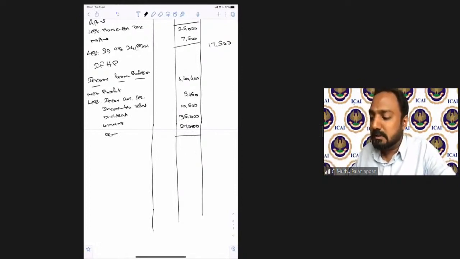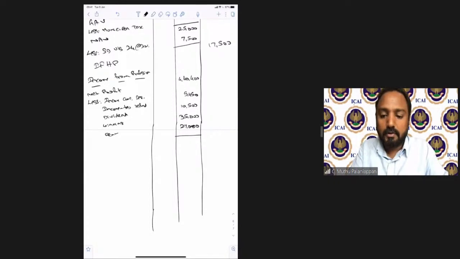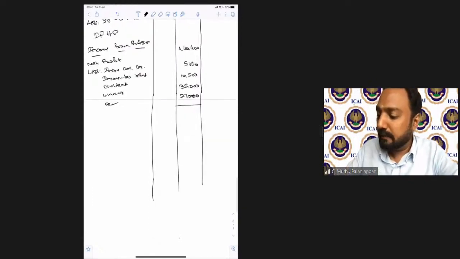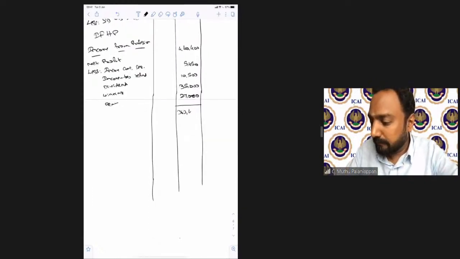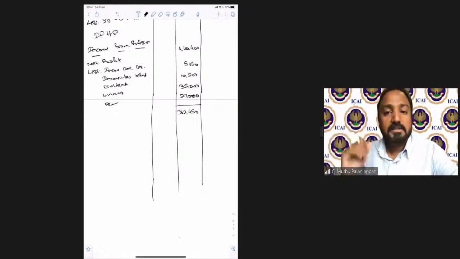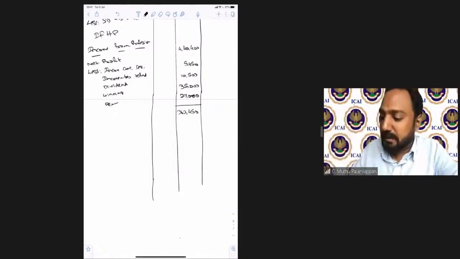Now I need to compute how much is the next income. So I'm going to add. I'll use a calculator. 440,400 plus 5,000 minus 5,450 minus 10,500 minus 35,000 minus 27,000. So it's left with 362,450. Now the next less is allowable expenditure. So I do a next less, which is allowable expenditure.